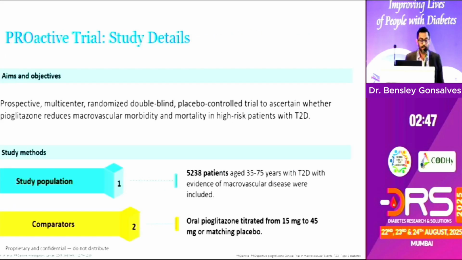The more important study is the PROactive trial, which was a prospective multicenter randomized double-blind placebo-controlled trial with 5,200 patients, 35 to 75 years, and these patients already had a pre-existing macrovascular disease risk. In such patients, we normally tend to avoid glitazones or any kind of thiazolidinediones in a patient who is already having a CVD. But this study had patients who are at a risk of macrovascular disease.